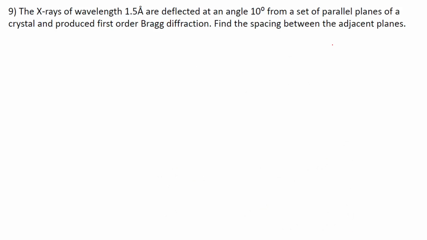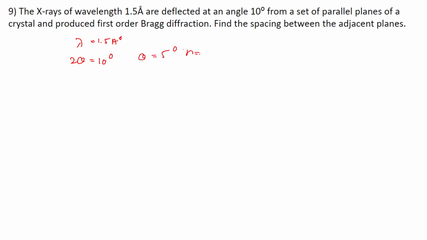Now we'll go to the next one. X-rays of wavelength 1.5 angstrom are deflected at an angle of 10 degrees from a set of parallel planes of a crystal, and produce the first order Bragg diffraction. Find the spacing between the adjacent planes. Okay, here lambda will be 1.5 angstrom, given in the question, and the deflected angle, that is 2 theta, is 10 degrees. Okay, and the reflected angle theta will be 5 degrees.